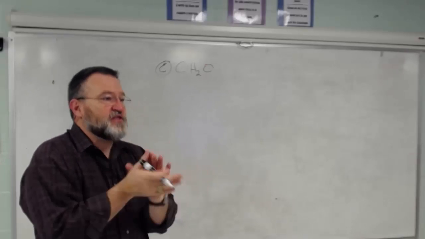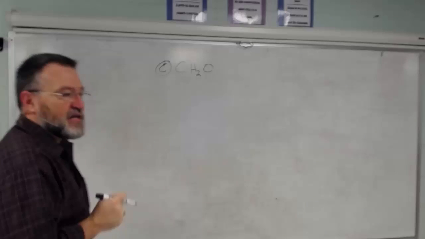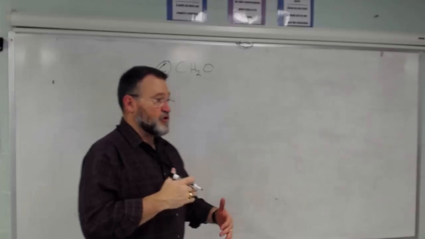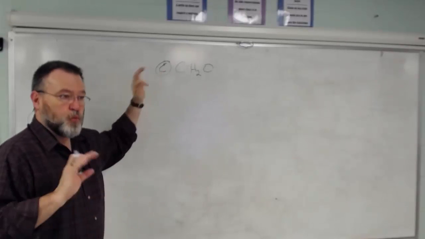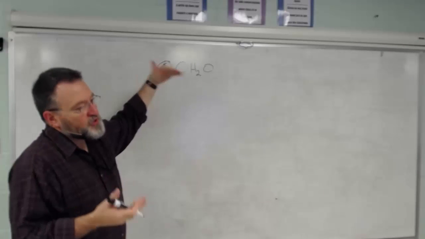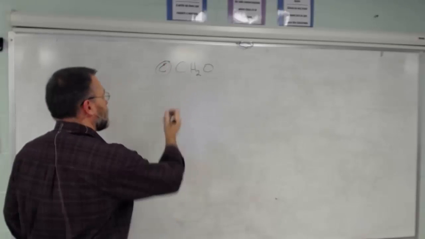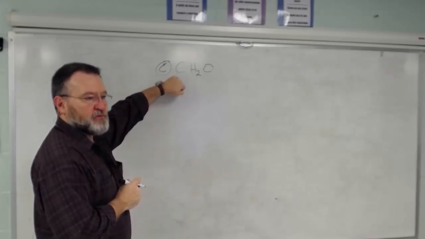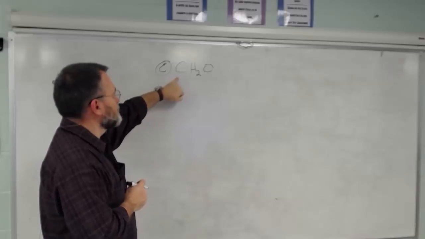Now, real quickly, let's think about this for a minute. If the empirical is CH2O, what could the molecular be? Actually, the molecular could be several things, right? But there's only one empirical formula, and there are multiple possible molecular formulas. So let's look at it. What would be one possibility for this empirical? What would one molecular be? Okay, that's one of them.